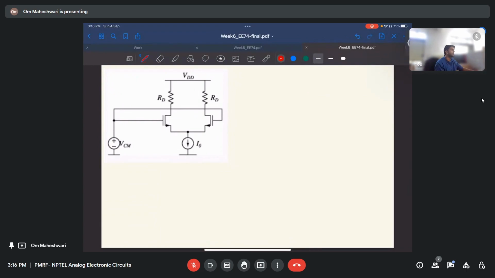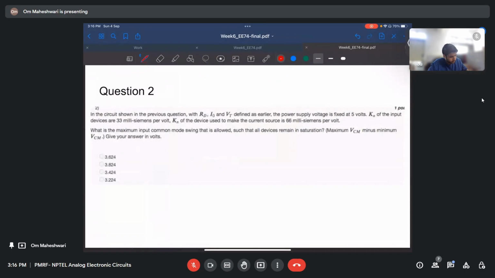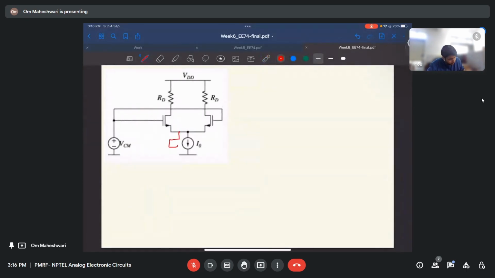So what they are saying is, if we see this part, Kn of the input device is 33 millisiemens and Kn of the device used to make the current source is 66. So we have another device here that is acting as a current source, right? So let us assume there is an NMOS and its Kn is given as 66 millisiemens per volt, and Kn for these are 33 millisiemens per volt.